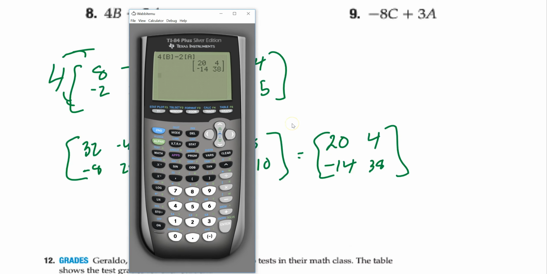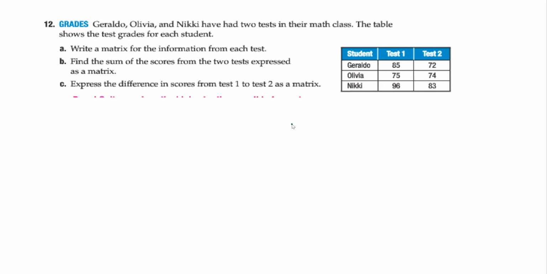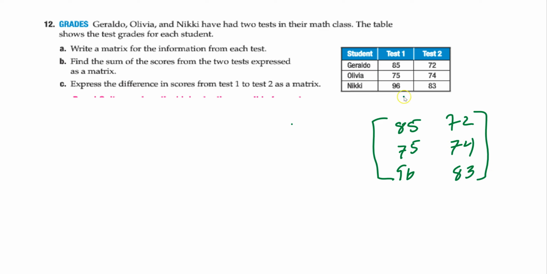Anyway, so let's go into the last problem here. Gerardo, Olivia, and Nikki have 2 tests in their math class. The table shows their test grades for each student. Write a matrix for the information for each test. So, again, a matrix is just an arrangement of numbers. So, 85, 75, 96, 72, 74, and 83. There's my matrix. I do want to keep in mind this is test 1, this is test 2, and this is Gerardo, Olivia, and Nikki.